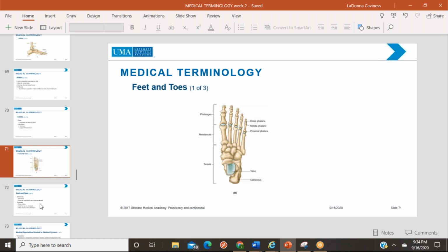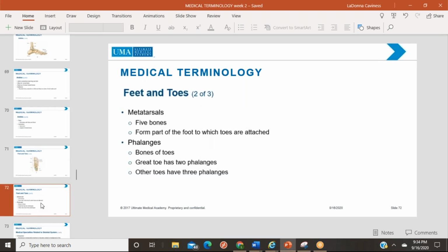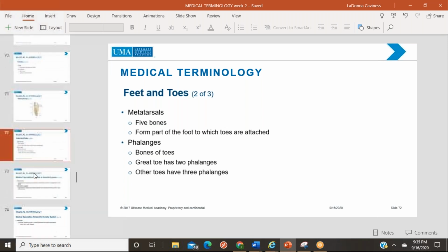Feet and toes. Let's talk a little bit about that. The metatarsals are 5 bones that form parts of the foot to which the toes are attached. The phalanges are the bones of the toes. The great toe has 2 phalanges, and the other toes have 3 phalanges.